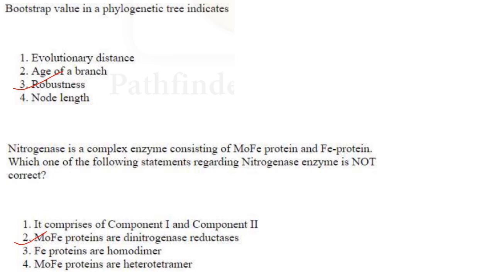Molybdenum iron proteins are dinitrogenase reductase. So if you take the case of molybdenum iron nitrogenase, component 1 is a molybdenum iron protein. So component 1 I already told you it is a dinitrogenase, and component 2 is dinitrogenase reductase. So molybdenum iron protein or dinitrogenase reductase is wrong. It is dinitrogenase only. Then next one, iron proteins are homodimer. That is also correct. Molybdenum iron proteins are heterotetramer. That is also correct.